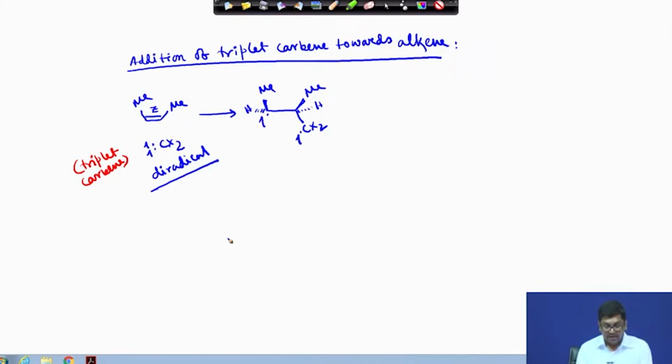Now, it has to go through a slow step, that is the slow spin flipping. Otherwise, it cannot make a bond, because both electrons have a similar type of spin. If you see, they have the same spin, so they cannot make a bond. So, the spin flipping is required.